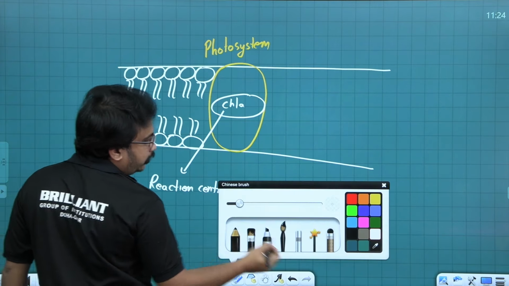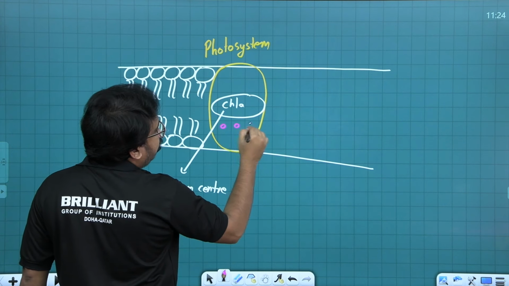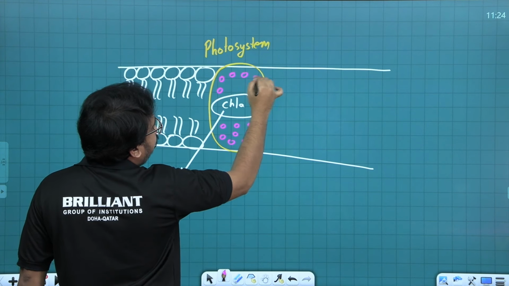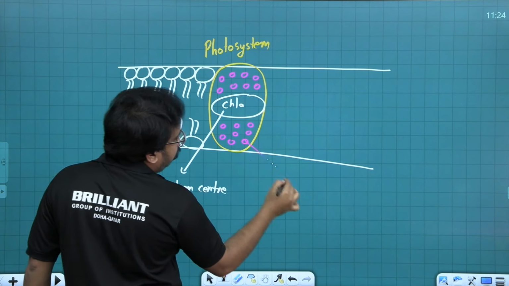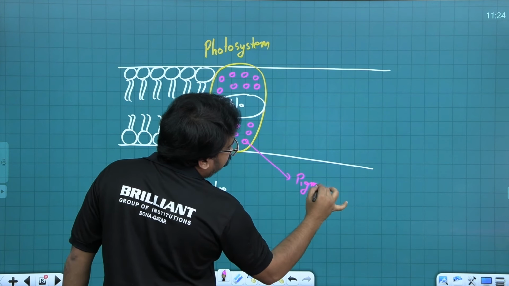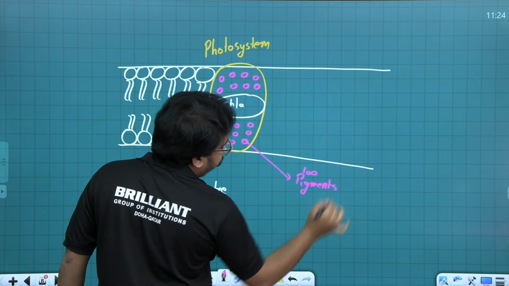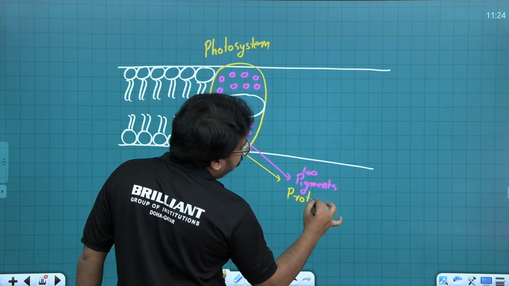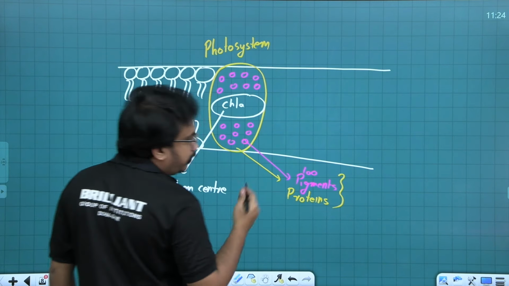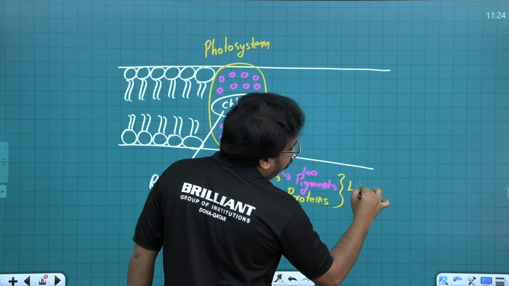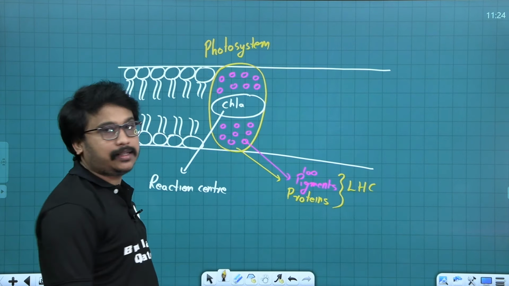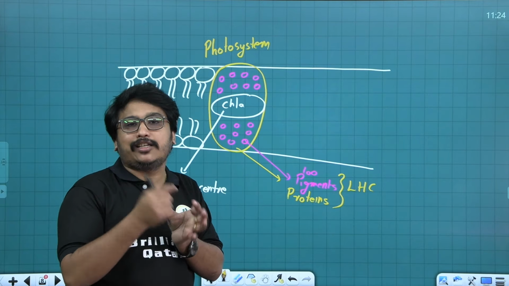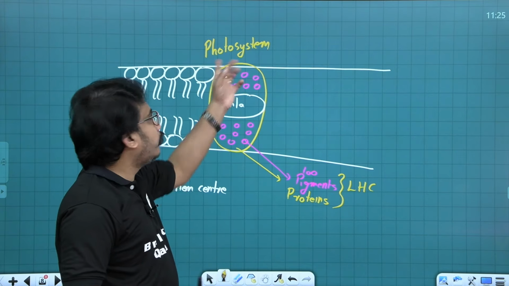Surrounding this reaction center, there are many pigments that are coming, and they are attached to the proteins. So there are hundreds of pigments and there are also some proteins that are coming here. These hundreds of pigments and proteins together are called the light harvesting complex, LHC. So this light harvesting complex and the reaction center chlorophyll A together is called the photosystem.